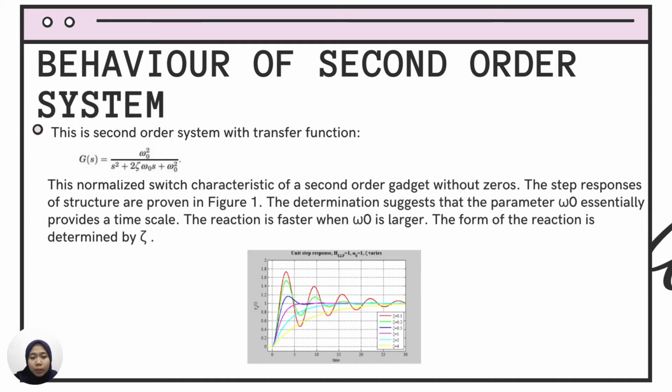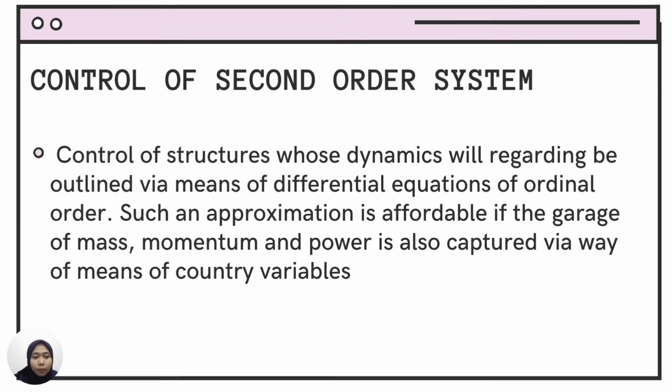And the determination suggests that the parameter omega essentially provides a time scale. The reaction is faster as omega is larger. The form of the reaction is determined by zeta. And control of a second order system is control of a structure whose dynamics will be outlined by means of a differential equation of ordinal order. Such an approximation is affordable in the storage of mass, momentum and power, also captured by means of state variables.